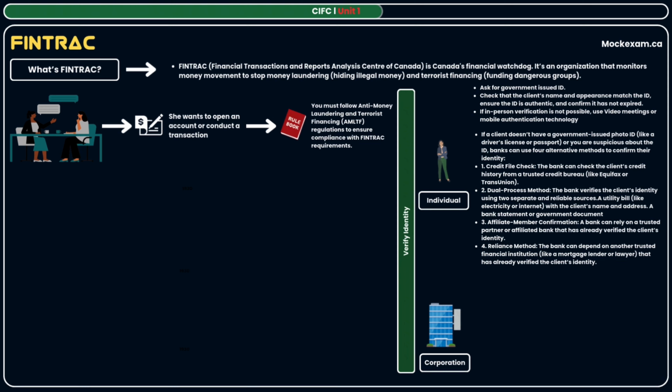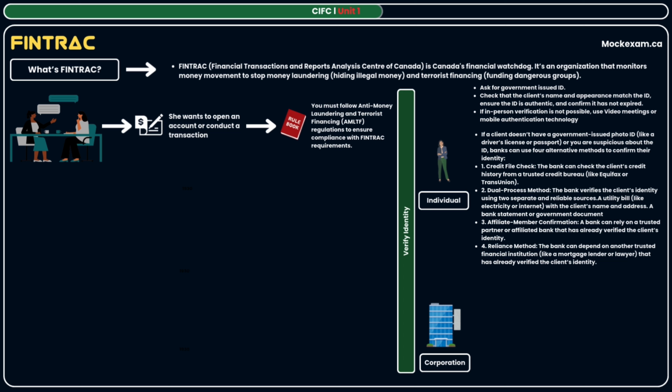is the dual process method. What does it mean? The bank verifies the client's identity using two separate and reliable sources. Like what? A utility bill, like an electricity or internet bill with the client's name and address on it, and a bank statement or government document, okay? A bank statement from another bank, for example, or any government document. So it uses two different documents to verify the identity of the client.